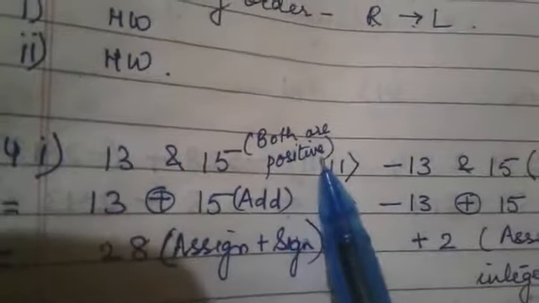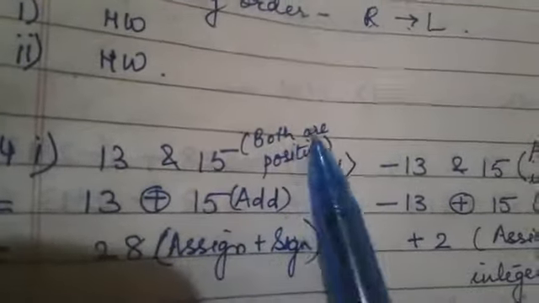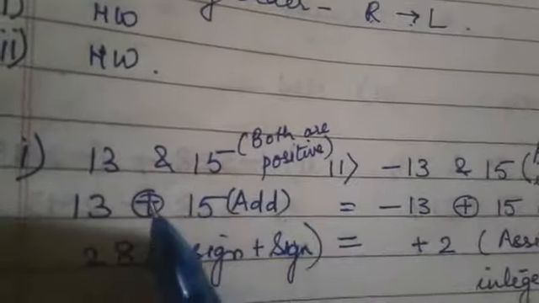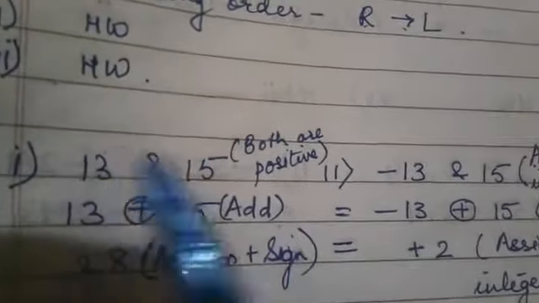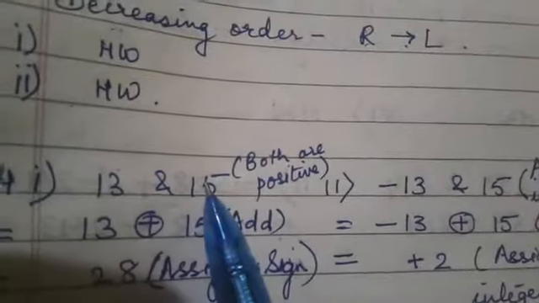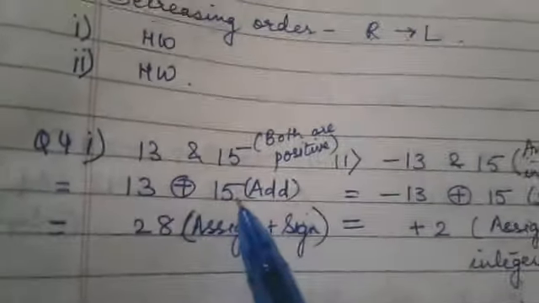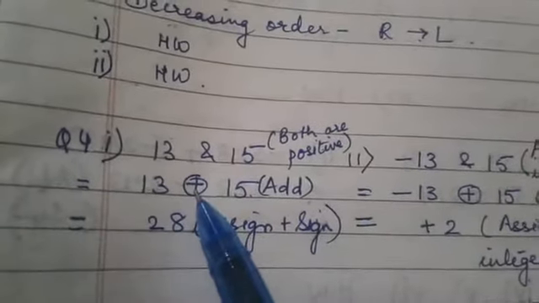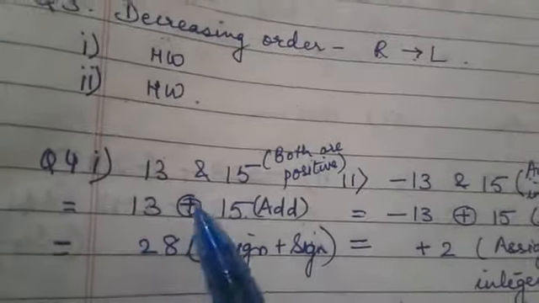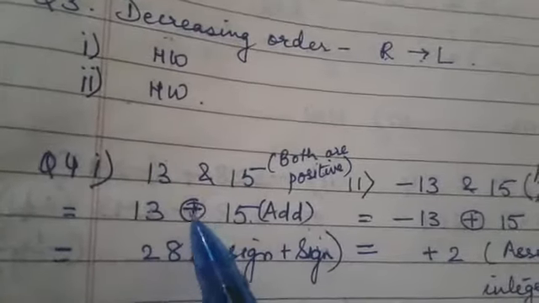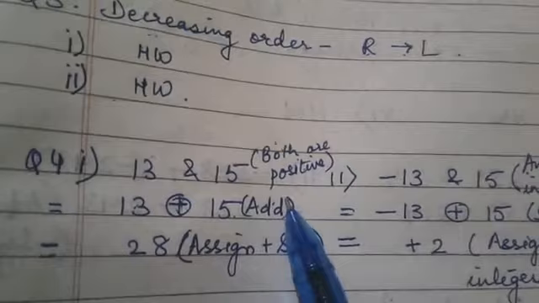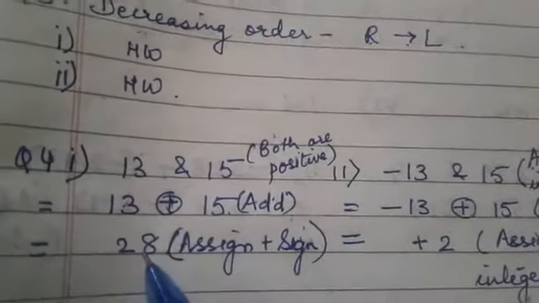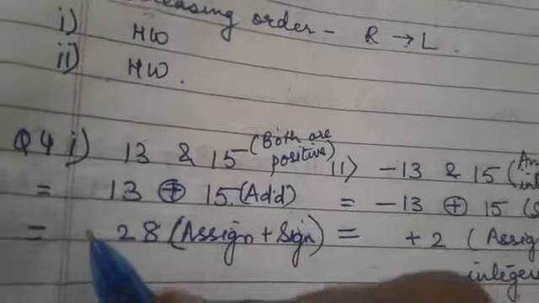Now here both are positive. So when both integers are positive, what to do? When both integers are positive, you have to add them. See, I've written in the bracket what has to be done when both the integers are positive. So 13 plus 15. This plus is there because the question is add. So what you have to do? You have to add when both are positive. Just add them. After adding, I got 28 and assign plus sign if you want.